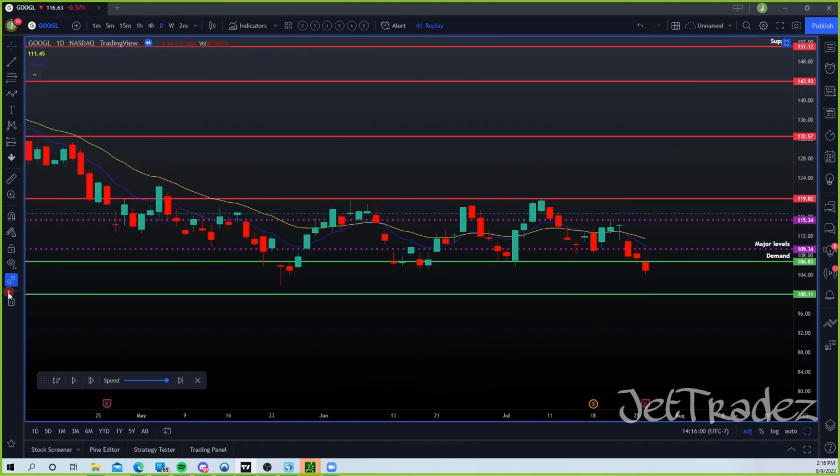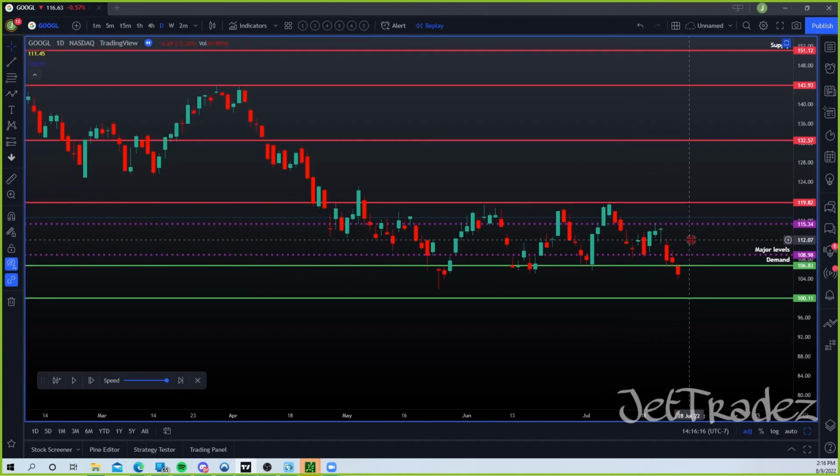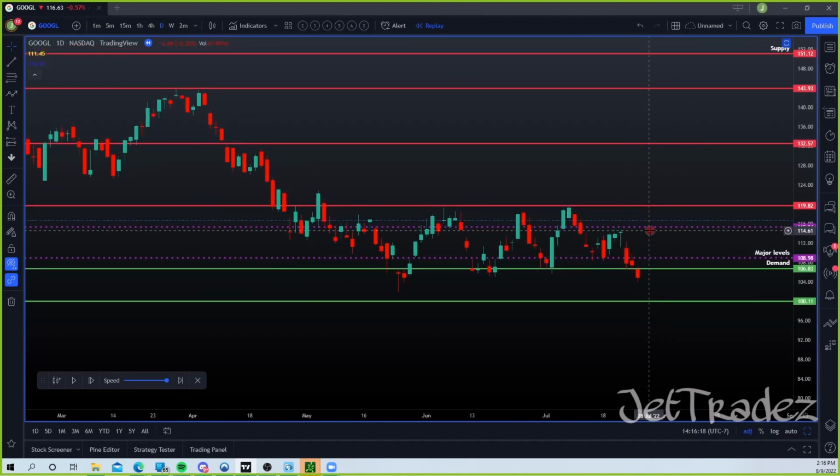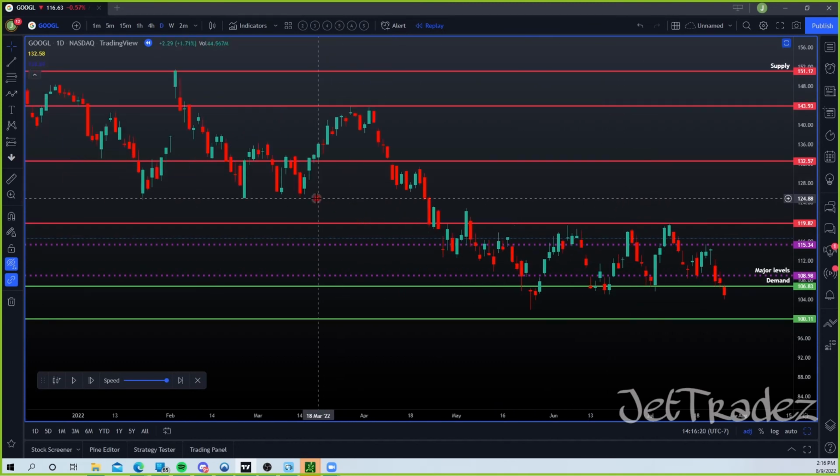Let me take off the ZMAs. See how it's just ranging. Buyers came in, said it was a resistance. Buyers came in, pushed it up. Buyers held it, pushed it up. Buyers came in. Sellers took over. So now let's fix it a little bit. Probably right there. There's only two major levels.